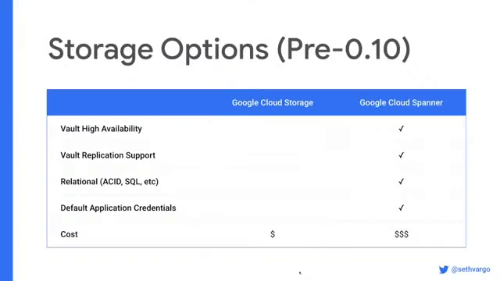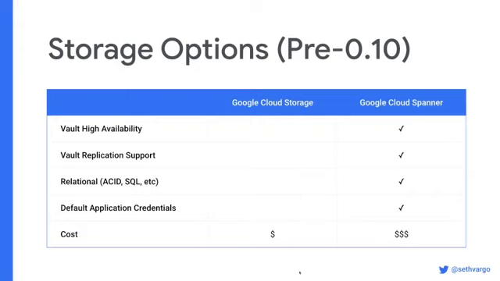So prior to 0.10, we had two storage backends for Vault: Google Cloud Storage, which is our object store, similar to something like Amazon S3, and then Google Cloud Spanner, which is our relational database that's globally distributed. In terms of the features they support on the Vault side, the Google Cloud Storage backend didn't support things like high availability or Vault replication support for Vault Enterprise, et cetera. But it was significantly cheaper than Cloud Spanner.